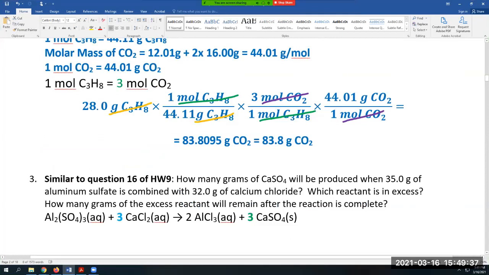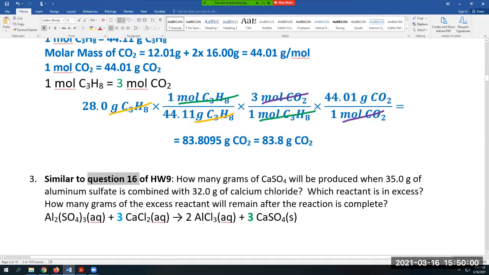So let's move on to question 3 of the chapter 9 review. And it is similar to question 16 of your homework 9, which is the homework on chapter 9 in Sapling. And so if you have difficulties in solving question 16, then look at this example and it's very similar.